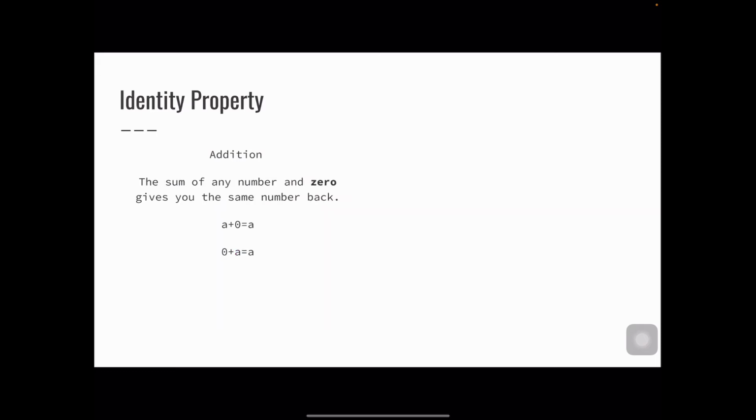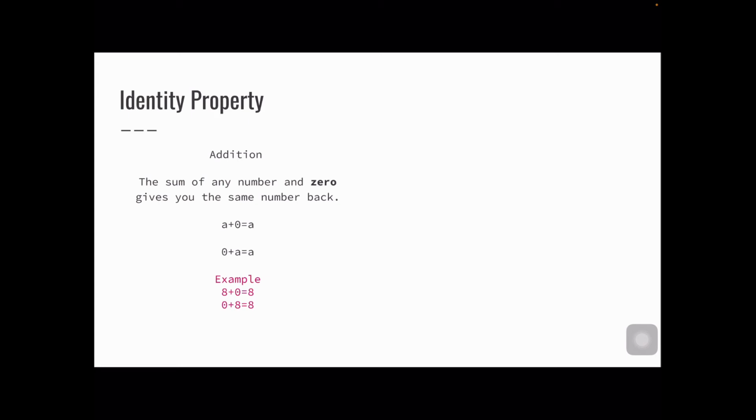We also have what we call the identity property. The identity property for addition tells me that the sum of any number and 0 gives you the same number back. So if I have a plus 0, that's still going to give me a back. Or if I have 0 plus a, that's also going to give me the same exact thing back, meaning a is going to keep its identity. We're going to get the same exact thing back. The answer that we get is going to be identical to what we started with.